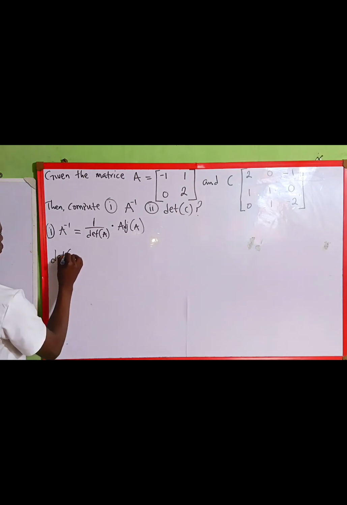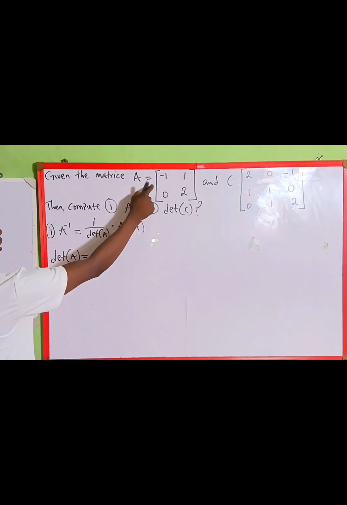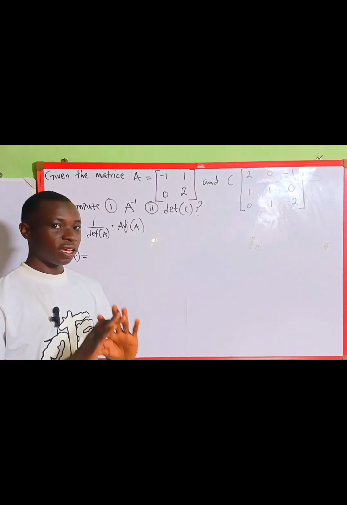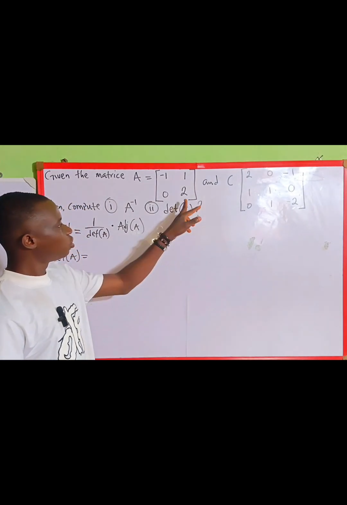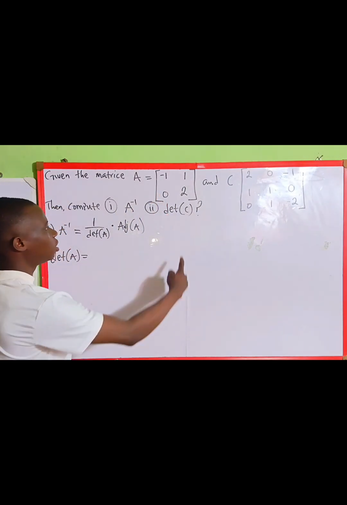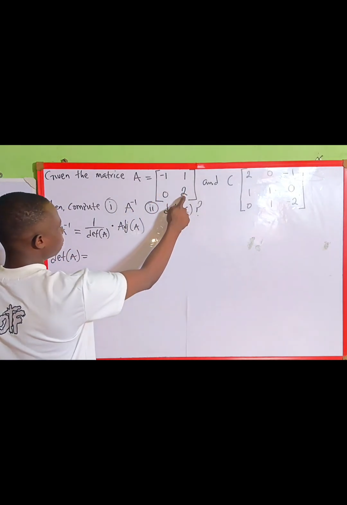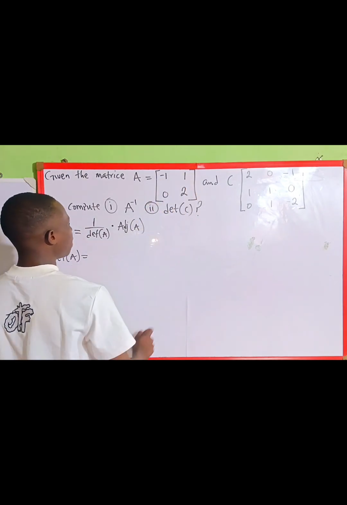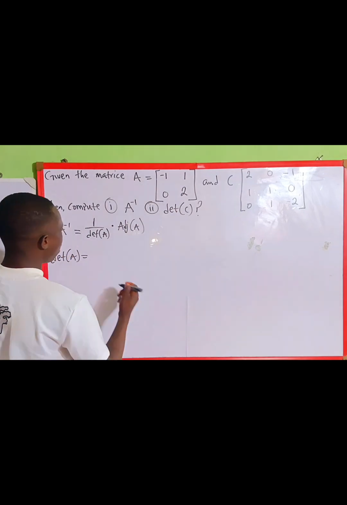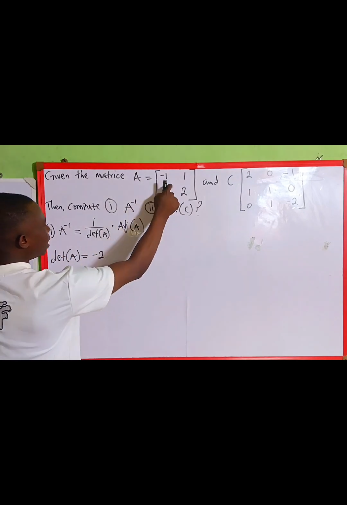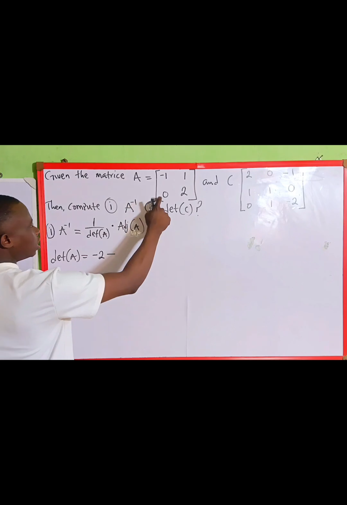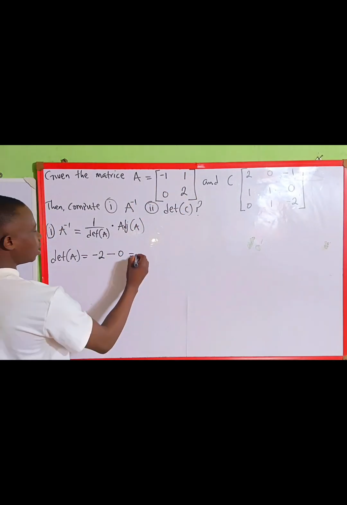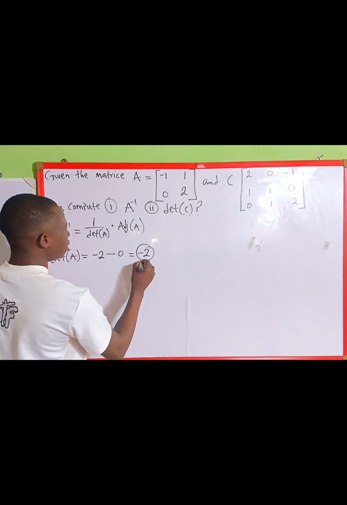So the determinant of A, remember, this A matrix is just a 2 by 2 matrix. And to find the determinant of a 2 by 2 matrix is very, very simple. All we need to do is to just cross multiply, then we take the difference. Cross multiplication implies we use this element to multiply by this element, minus we use this element to multiply by this element. 2 multiplied by -1 is going to give us -2. Then we subtract. Then 0 multiplied by 1 is the same as 0. So therefore, the determinant of A is equal to -2. So this is the determinant.